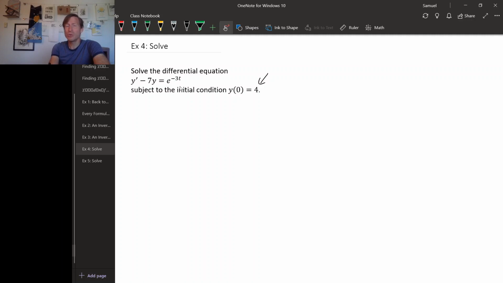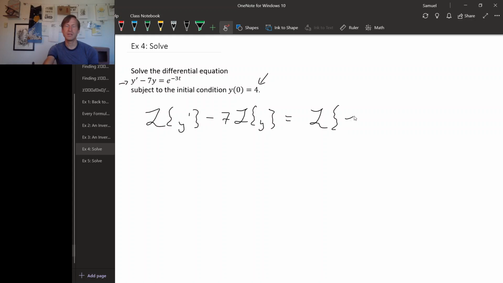It's first order linear. We could solve this using the techniques that we already developed that don't involve Laplace transforms, but it's nice to see that the Laplace transform can handle even these earlier cases. So let's take the Laplace transform on both sides, and I'm going to immediately use the linearity of the Laplace transform when I'm writing down the left-hand side. So we get the Laplace transform of y prime minus 7 times the Laplace transform of y equals the Laplace transform of e to the minus 3t.